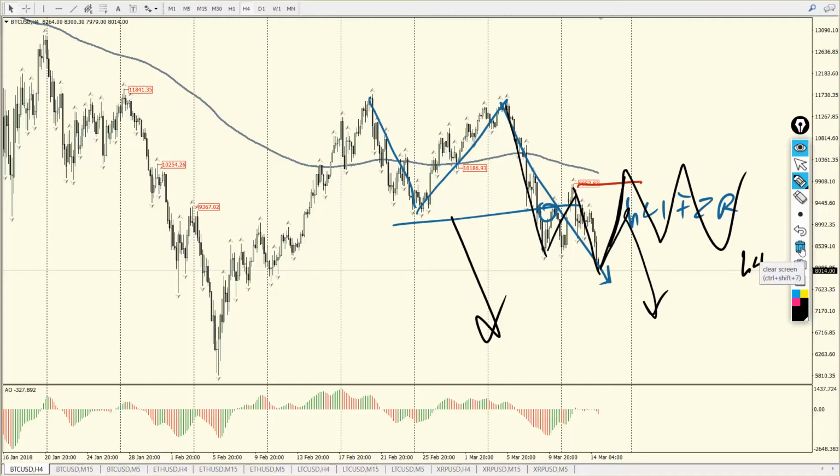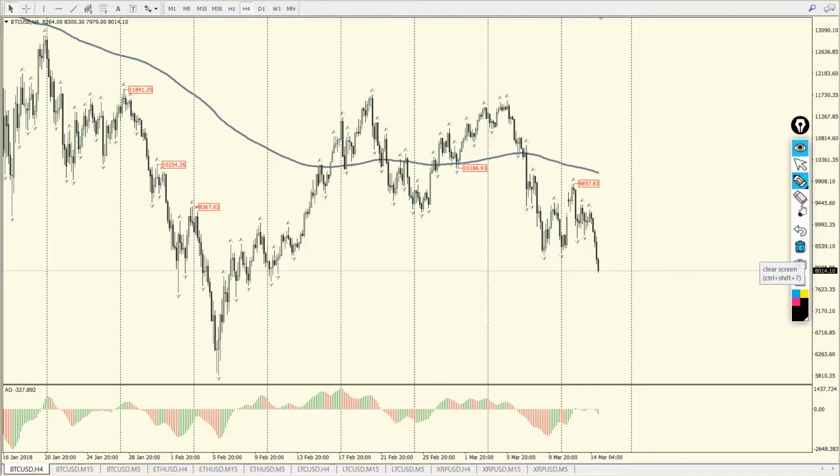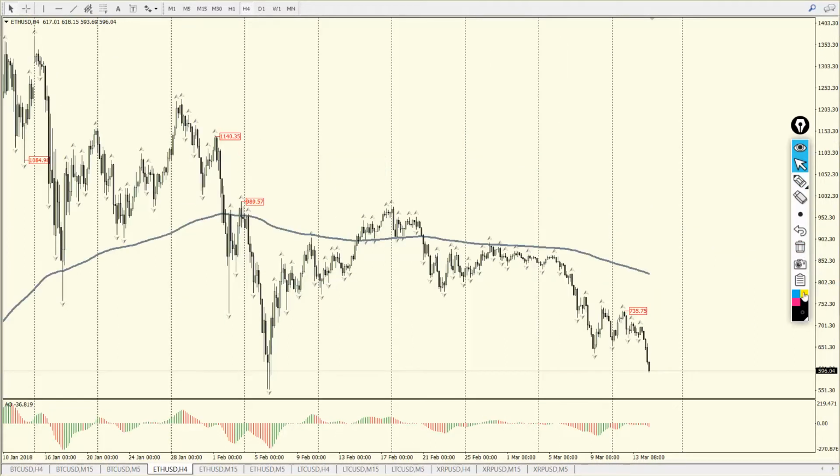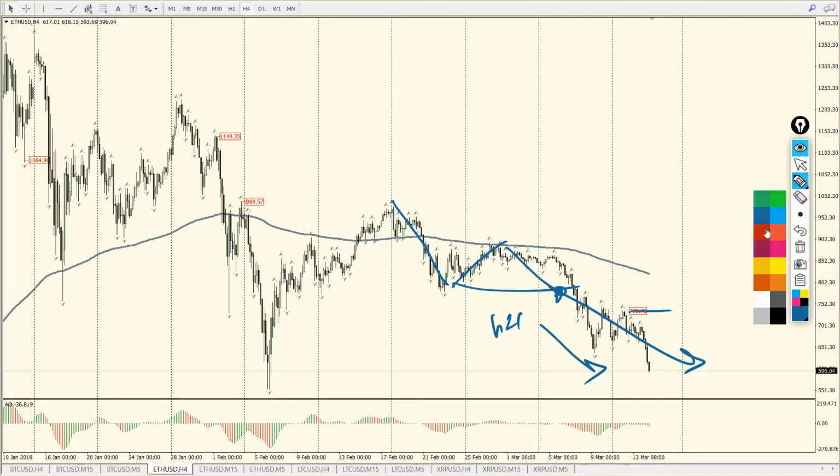Let's go next. Ethereum against US dollar. Ethereum is also in a trend phase down. Here we have a H4 FZR down. After that H4, a trend phase of H4 started, and as you can see today, a new pivot point was created. So this pivot point is protecting this trend down.